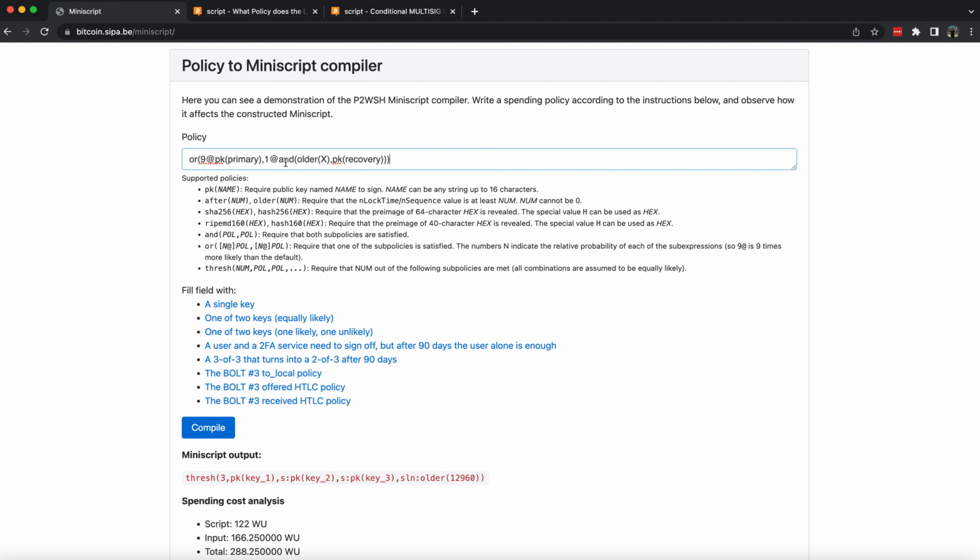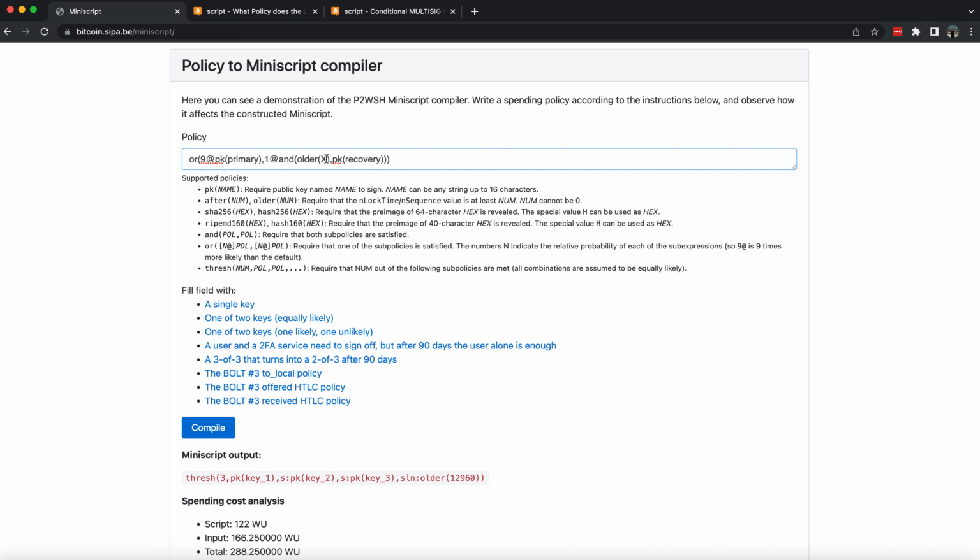So it's an and statement. A certain amount of blocks need to have passed, and a signature is associated with this recovery public key. So one of these 2 needs to be satisfied. Either you have a signature associated with the primary public key, or you have both a signature associated with the recovery public key and a certain amount of time has passed.